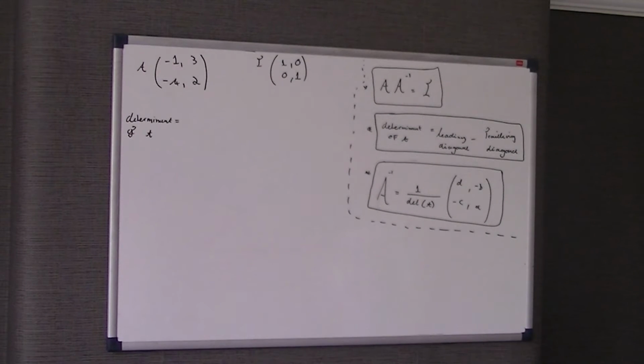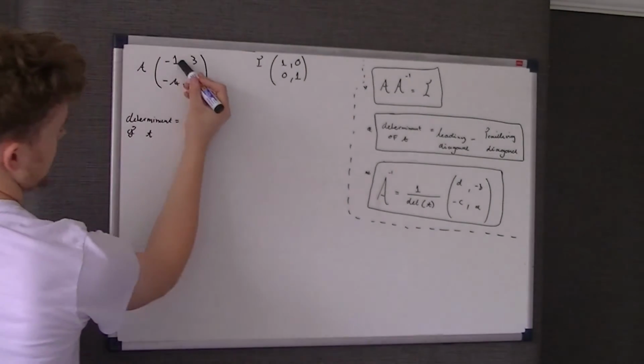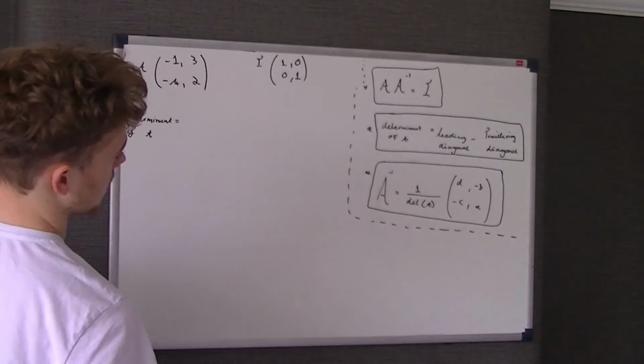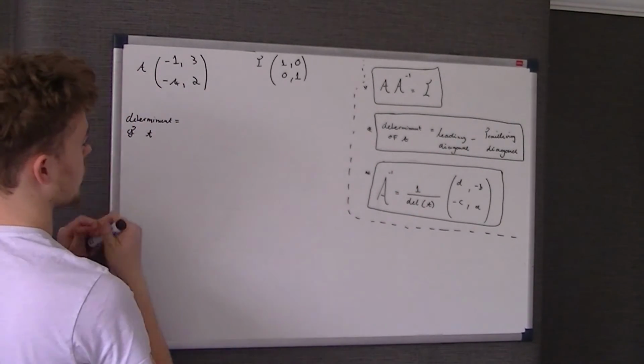Right, okay, so the first thing you would do is work out the determinant of A. Now if you relate this to a, b, c, d, we said the determinant of A was the leading diagonal, which in other words, minus 1 times 2.